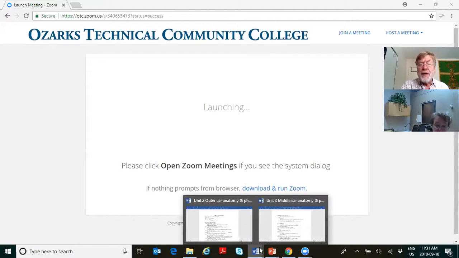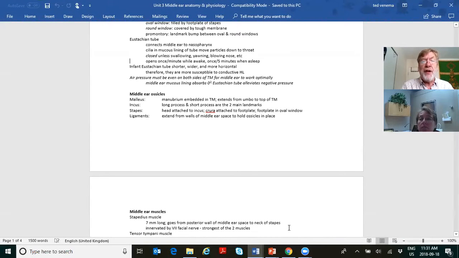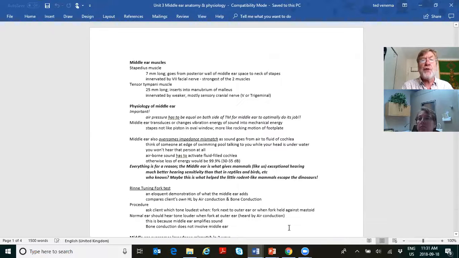And in the notes, we have middle ear. And we, of course, covered anatomy a couple of weeks ago. We'll move on down. You'll see the middle ear ossicles, middle ear muscles. That kind of deals with the acoustic reflex. And we will be talking about that today, more in detail about what those muscles do.